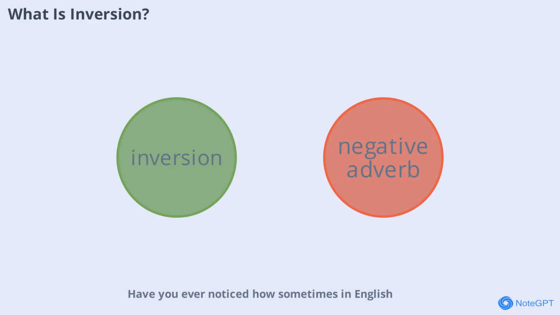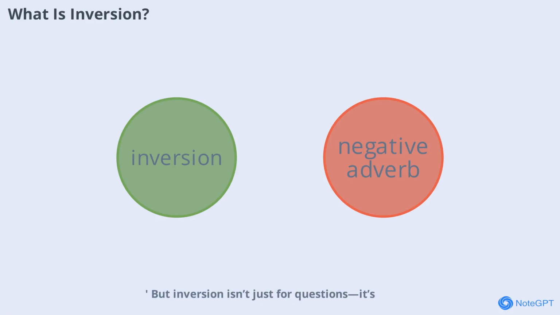Have you ever noticed how sometimes in English the word order of a sentence changes, especially when we want to emphasize something negative? This is called inversion. Normally, we place the subject before the verb, but with inversion, the order flips, often for stylistic or formal reasons. For example, in questions, we say, "Has he seen this movie?" instead of "He has seen this movie."